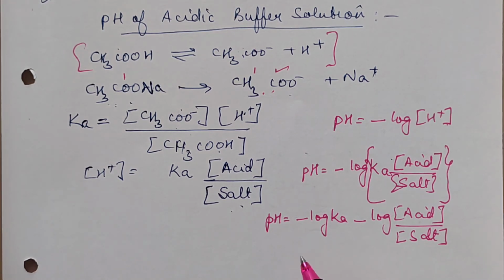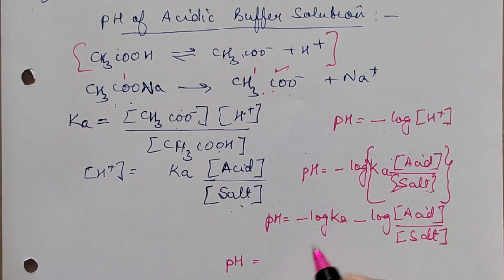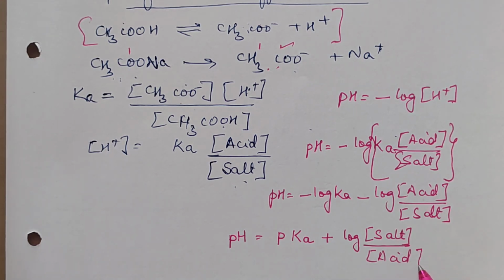Now another thing is, instead of this minus log Ka, we can write it as pKa, just like we wrote pH is equal to minus log H plus. Minus log Ka can be written as pKa. And in case we want to make the second term positive, we will take it as positive, but we will exchange it and write it as concentration of salt divided by the concentration of acid. Did you follow that? Just please go through it once again.